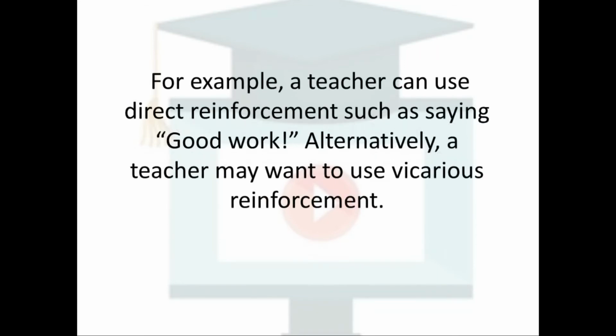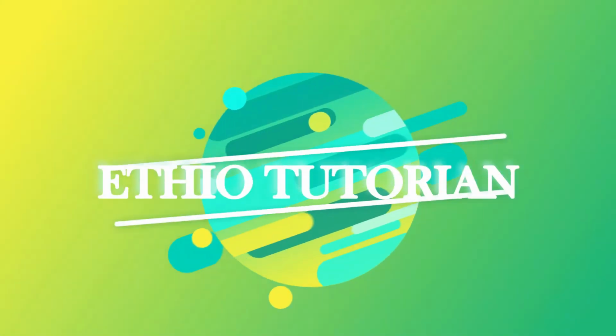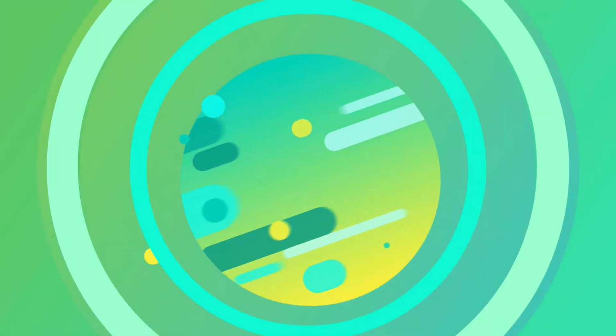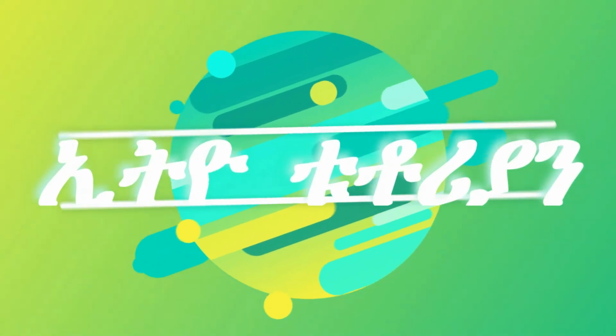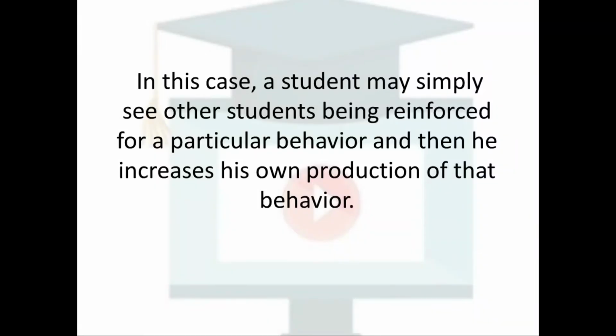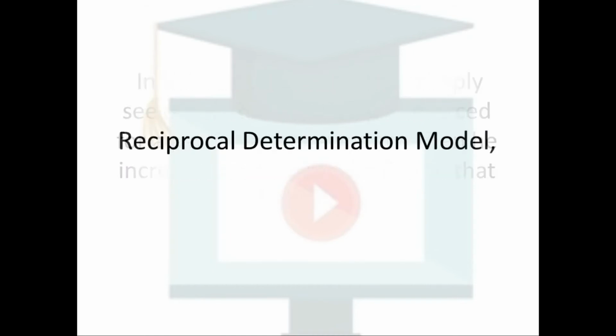For example, a teacher can use direct reinforcement such as saying "good work." Alternatively, a teacher may want to use vicarious reinforcement. In this case, a student may simply see other students being reinforced for a particular behavior, and then he increases his own production of that behavior.